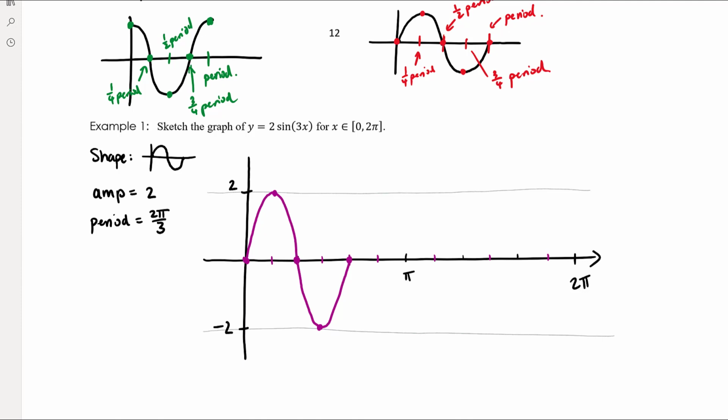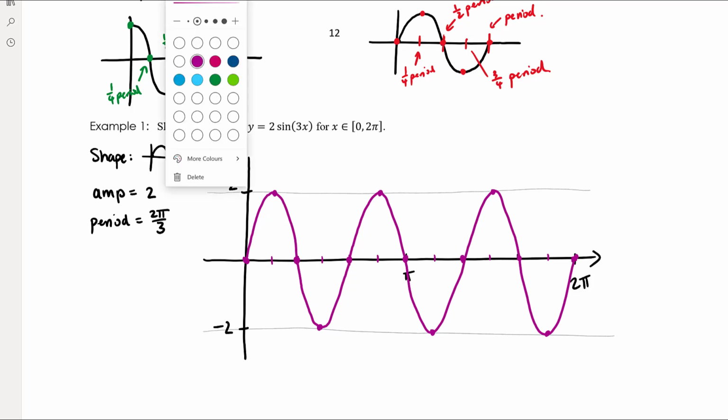So every time I go across pi on 6, I get to the next key point on the function. We're currently in the middle, at the average value, the x-intercept. Pi on 6 along from there will be a maximum value. Pi on 6 along from there, we're back at the middle. Pi on 6 along from there, we're at the minimum value. Pi on 6 along from there, back in the middle. Pi on 6 along from there, maximum, back to the middle, minimum, back to the middle. Plot out your points, and then it's just an exercise in dot to dot. Smooth, symmetric, etc.